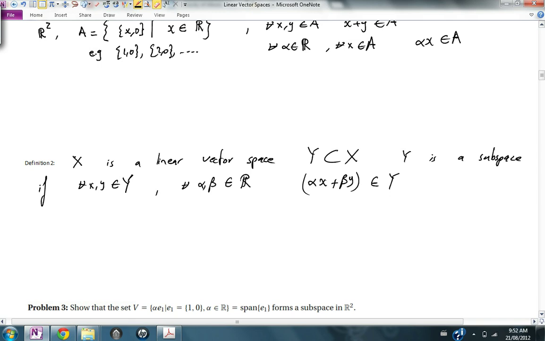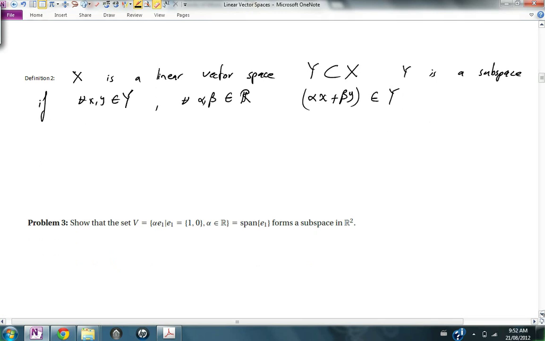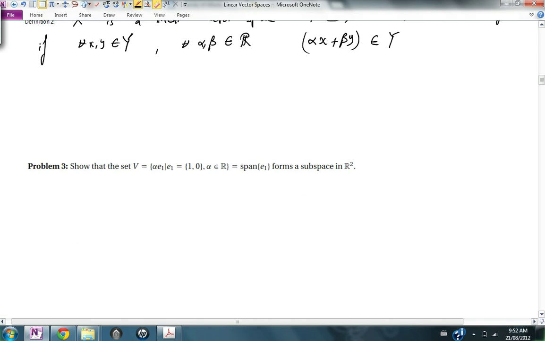So let's look at some problems. These are just simple problems just to make you understand those definitions. We need to show that the set V, which is made out of the vectors alpha E1, where alpha is any real number and E1 is the vector 1, 0. This definition is equivalent to saying the span of the vector E1. Span of the vector E1 means any real number multiplied by E1. So any number multiplied by E1 lives in the set span E1.